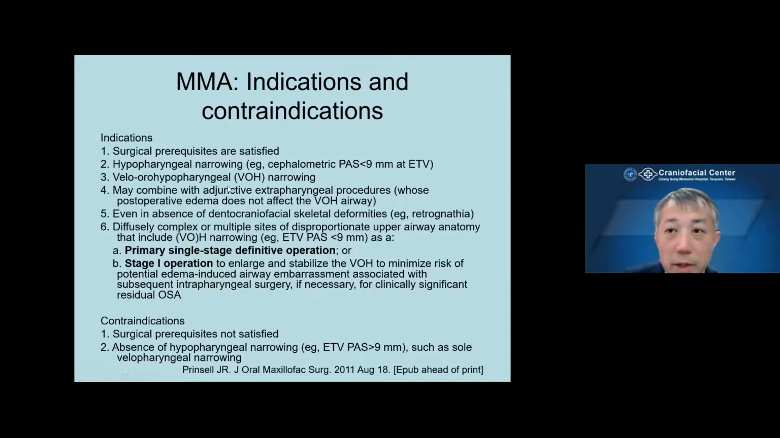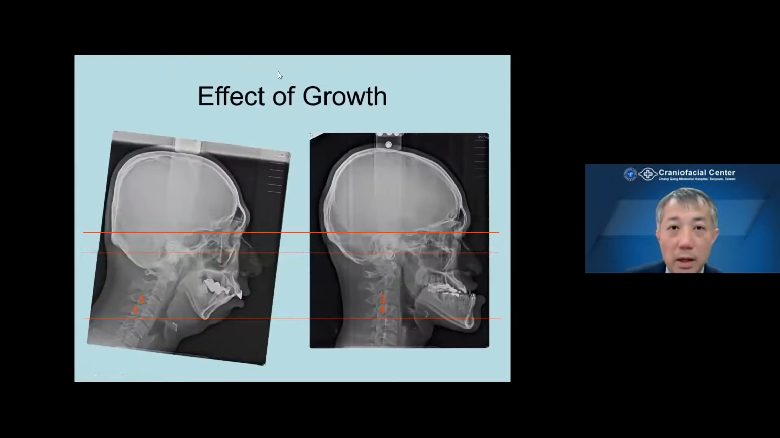So when we see someone with generally narrowing of the pharyngeal airway, MMA could be their primary surgery for the first time. And the effect of growth we can see here very clearly when we compare our OSA patient with a retruded mandible to a normal breathing class 3 patient who has a very large airway.